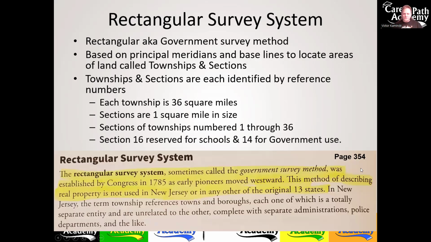So let's highlight page 354. The rectangular survey system, called the government survey method, was established by Congress in 1785 as early pioneers moved westward. This method of describing real property is not used in New Jersey or any of the other 13 original states.